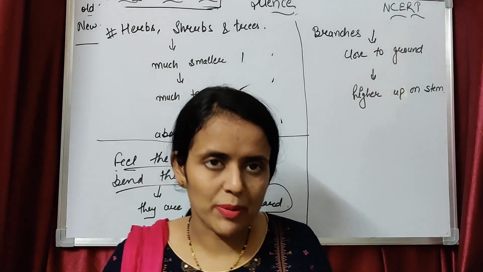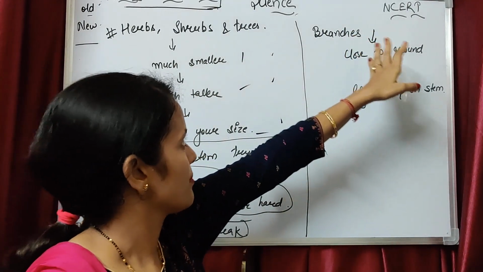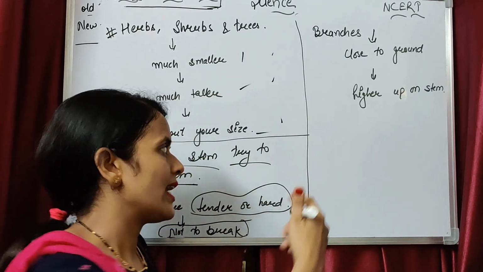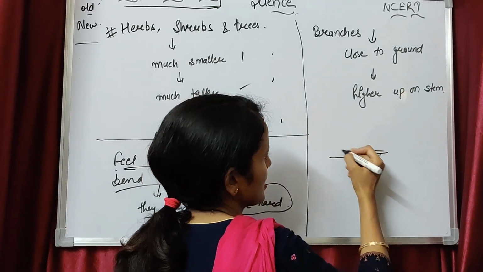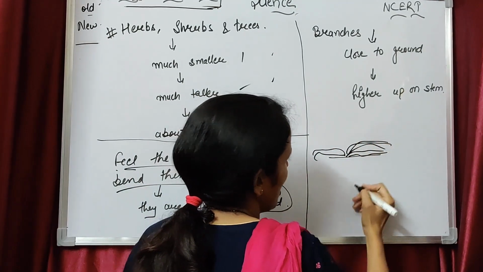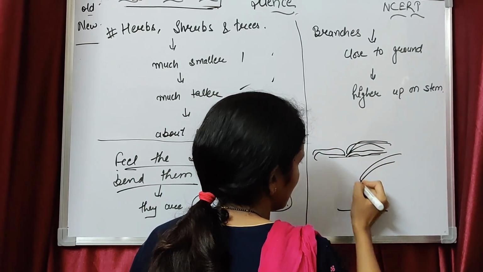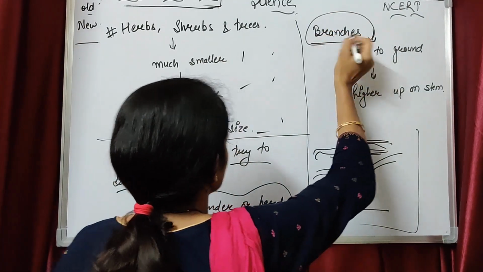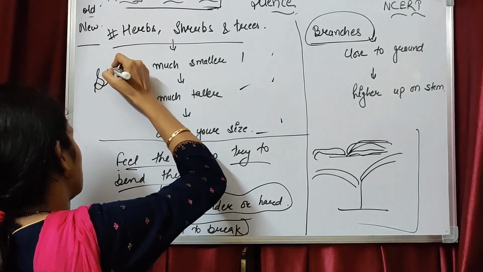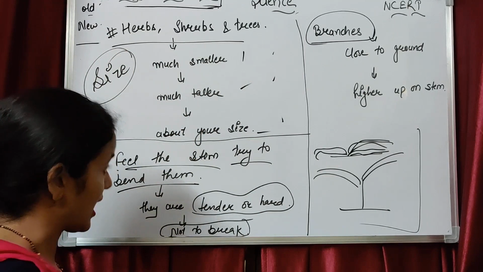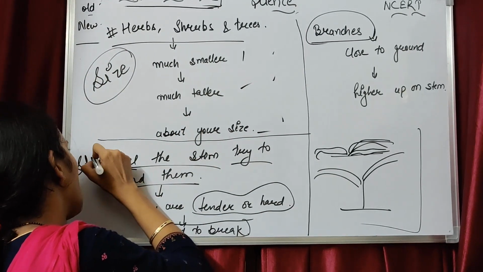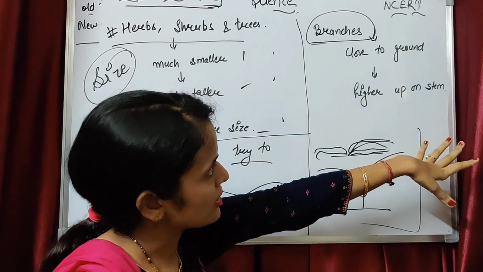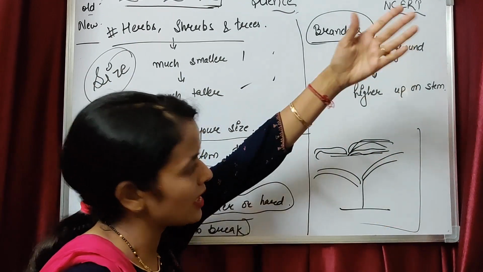Okay, now appearance, stem. Now branches. Close to ground or higher upon the stem. Branches are close to the ground, like this is the ground. Branches are like this. These are the branches of the trees. Or branches are like this. These are the branches. So these are the two different parts. Firstly, you have to notice the size of the tree. Then about the stem, how the stem looks and how hard or tender. And then you will focus on the branches. Branches are close to the ground or branches are higher upon the stem.